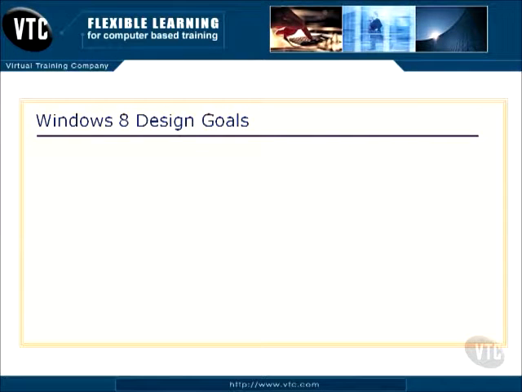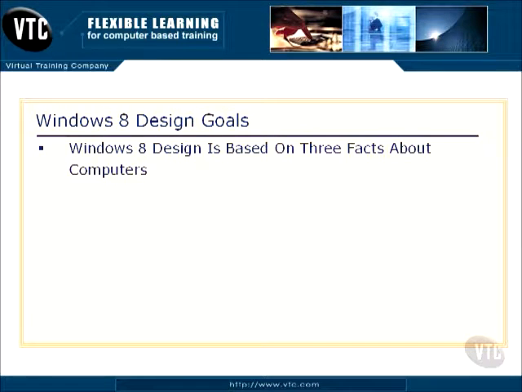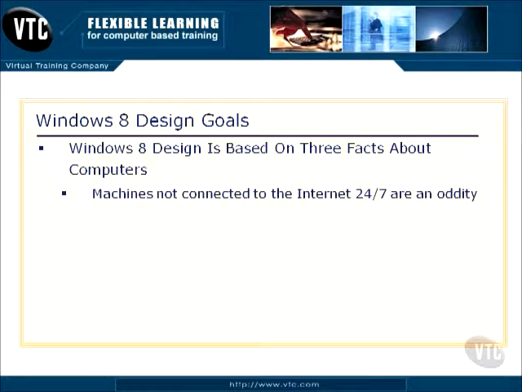As you begin to work with Windows 8, it's very interesting to understand the design goals and the attributes that Microsoft really wanted to hit with Windows 8. Now, first of all, Windows 8 is designed on three basic facts about computers that Microsoft has uncovered in the last few years. First of all, machines not connected to the internet 24/7 are becoming more and more of an oddity. So if you've got a computer that's not internet connected, that's rare.